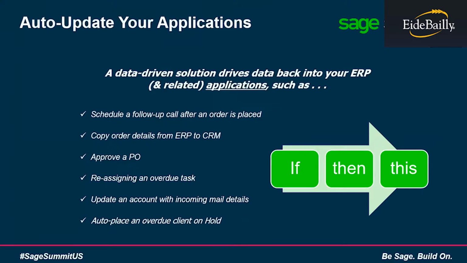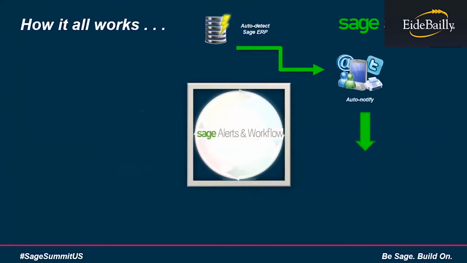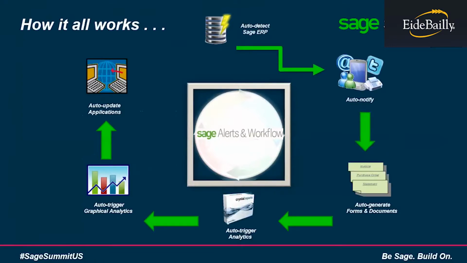We've talked a lot about using Alerts and Workflow to monitor for overdue invoices. And if your thinking is, well, when a client becomes severely past due, we want that client to be put on credit hold, we want that client to have a different type of payment terms associated with them, Alerts and Workflow can go back into your ERP application and actually make those changes. So not just notifying people, but also updating your applications, again, to make sure that they and your staff are both equally informed. So what you see here are the 6 components of Sage Alerts and Workflow.